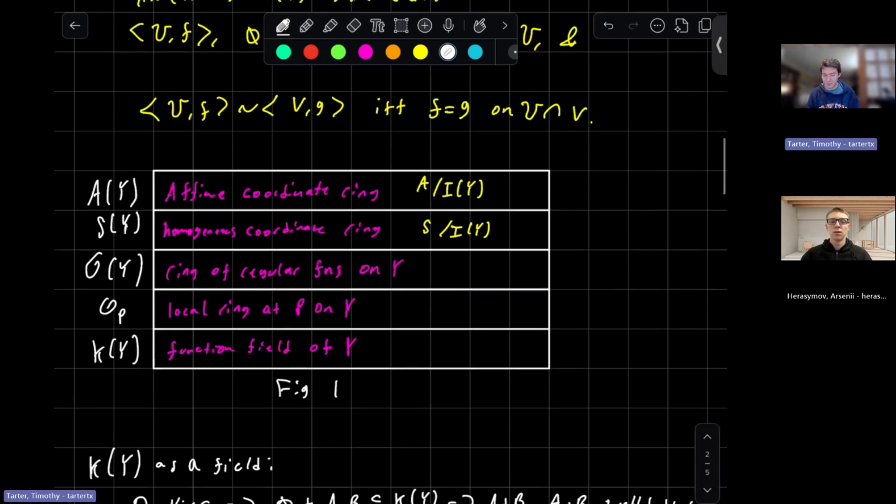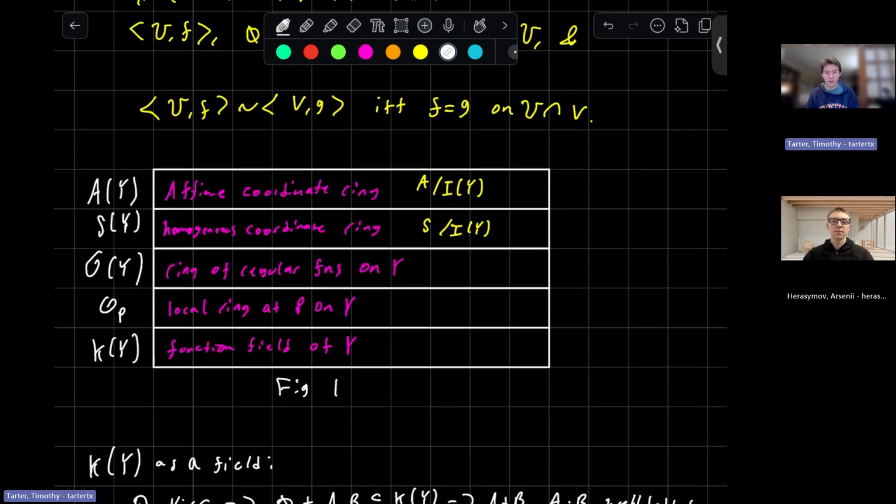And I set it up into a little figure here. So A of Y is the affine coordinate ring. S of Y is the homogeneous coordinate ring. O of Y is the ring of regular functions. O sub P is the local ring at P on Y. K of Y is the function field of Y. It may help to write down this figure specifically just so that you have the names of things. Because I'm not going to lie, it gets really difficult to keep track of.